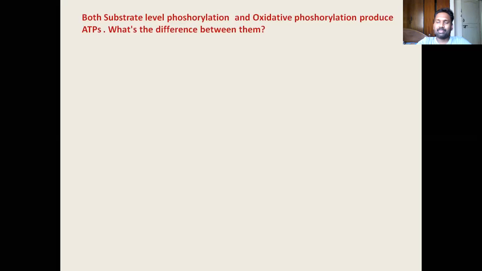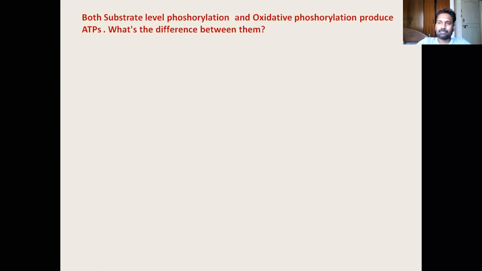We have completed our discussion on two types of phosphorylations, the substrate level phosphorylation as well as the oxidative phosphorylation. So what is the commonality between them? What is common between them? Both of them produce ATPs. So if both of them produce ATPs and cater to the energy needs of the cell, what would be their differences?